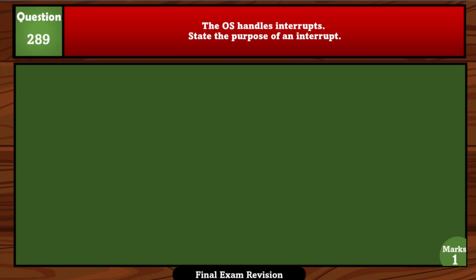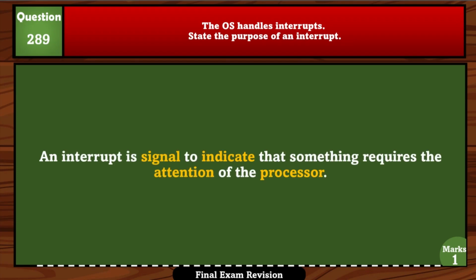Topic 27, interrupts. Question 289. The operating system handles interrupts. State the purpose of an interrupt. An interrupt is signal to indicate that something requires the attention of the processor.